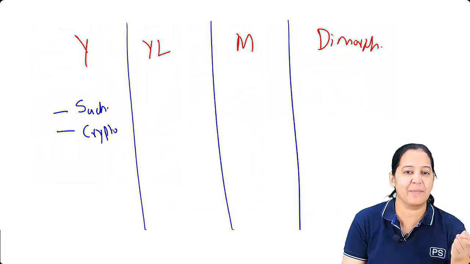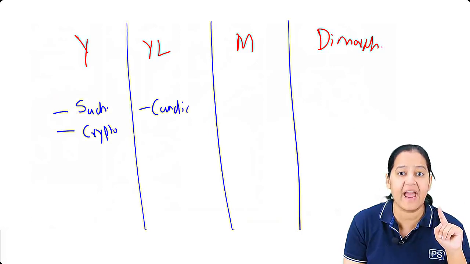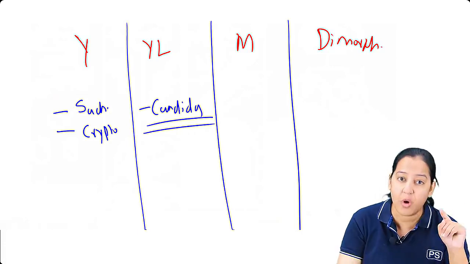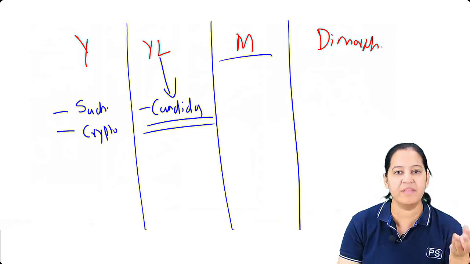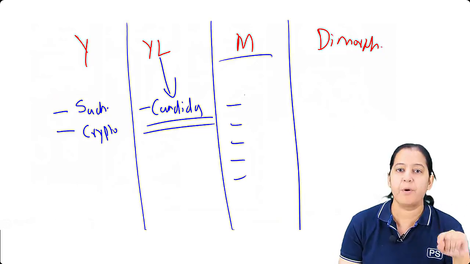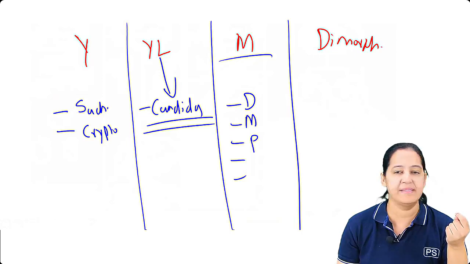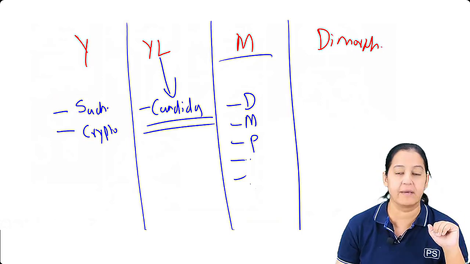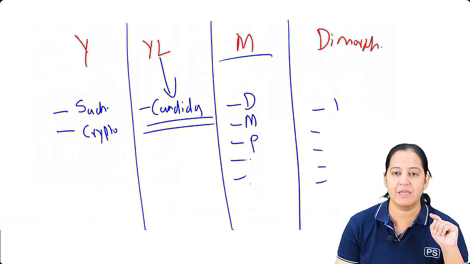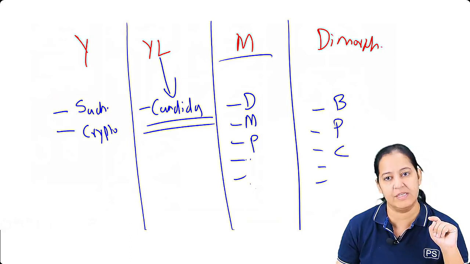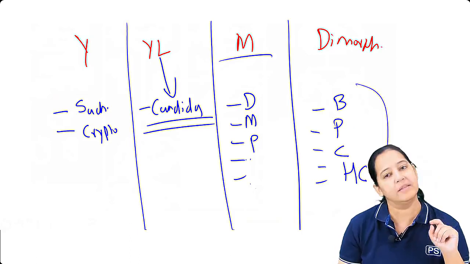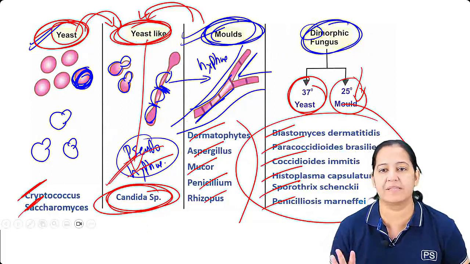In yeast-like, there is only one. Don't forget Candida. You can't afford missing that. And in molds, there are five examples you have to learn. The important ones are dermatophytes, mucor, Penicilliosis. Two more are there, you please learn. And in the dimorphic, it's Blasto, Paracoccidio, Coccidio, Histoplasma capsulatum. These all will be the dimorphic. So please learn. Sporothrix.